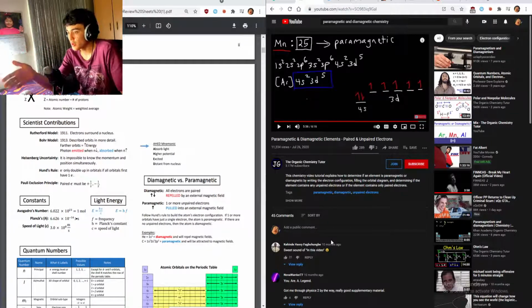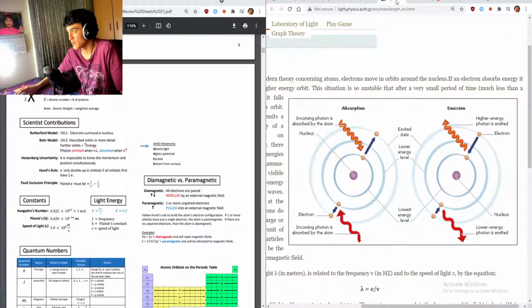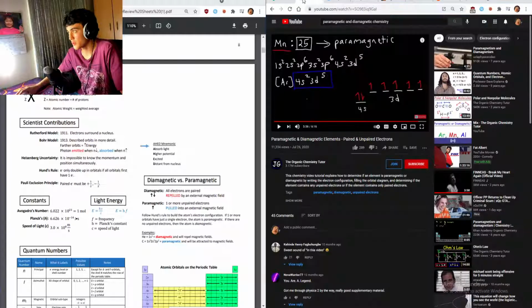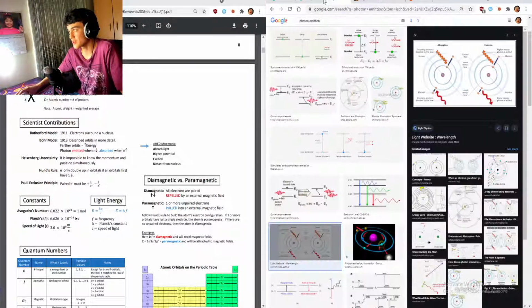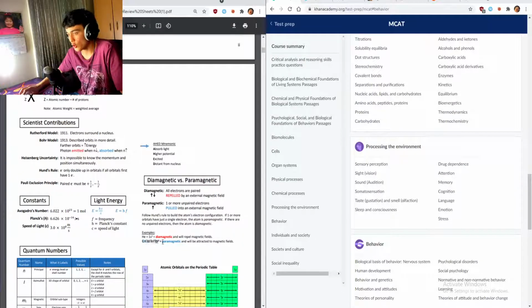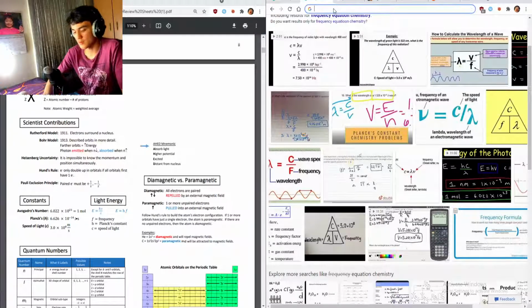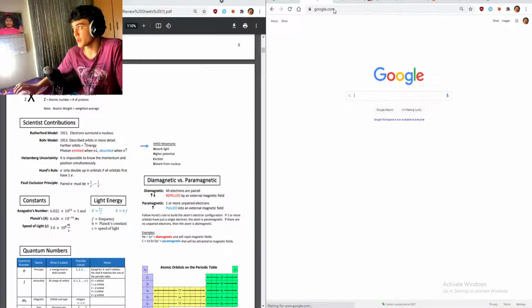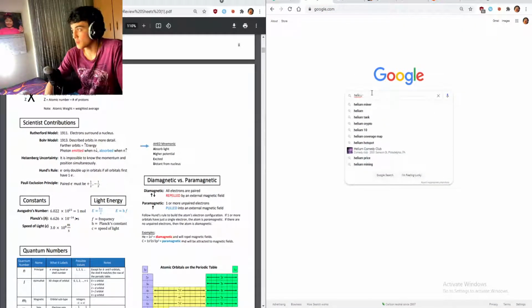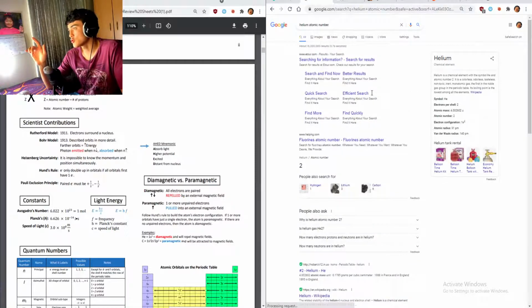Okay, so I was right. Carbon should be diamagnetic because the atomic number is 6. You get the point. So carbon should be diamagnetic because there's 2 of them. And helium, atomic number, it is 2, which is also diamagnetic. Someone made a mistake here.